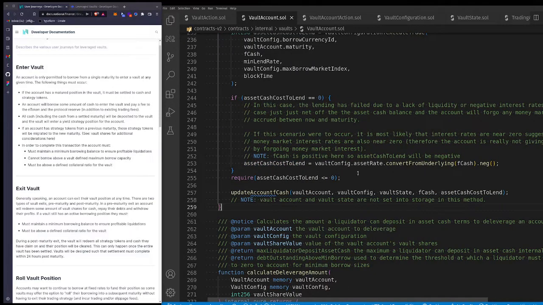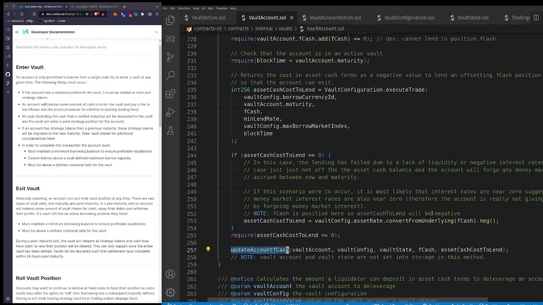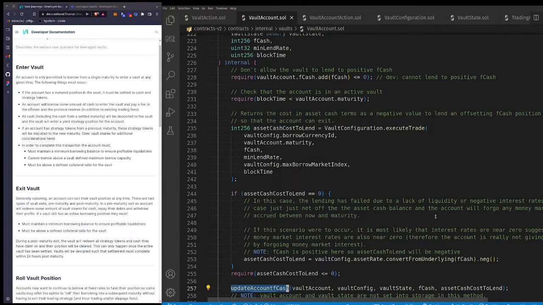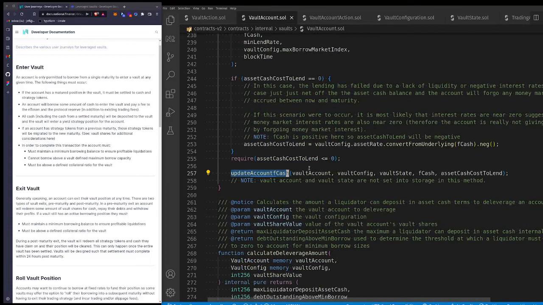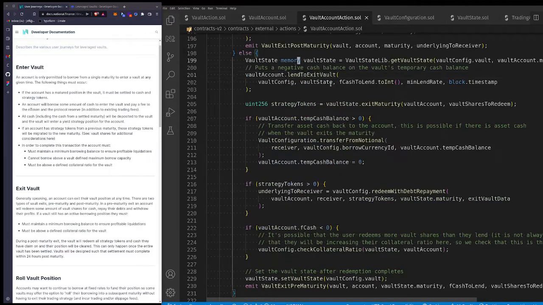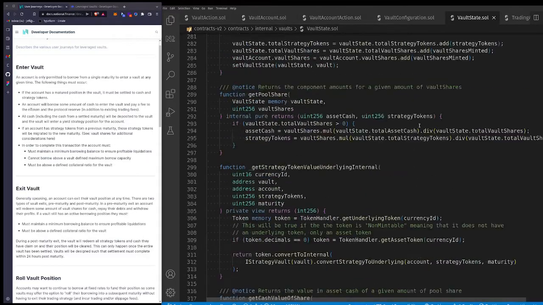Essentially, they're paying back their debt at face value. So we'll update the F cash here, and that's it. There are no fees assessed on exit. So the account now has a negative temporary cash balance of this asset cash cost to lend. And then we'll go into this strategy token or this exit maturity.